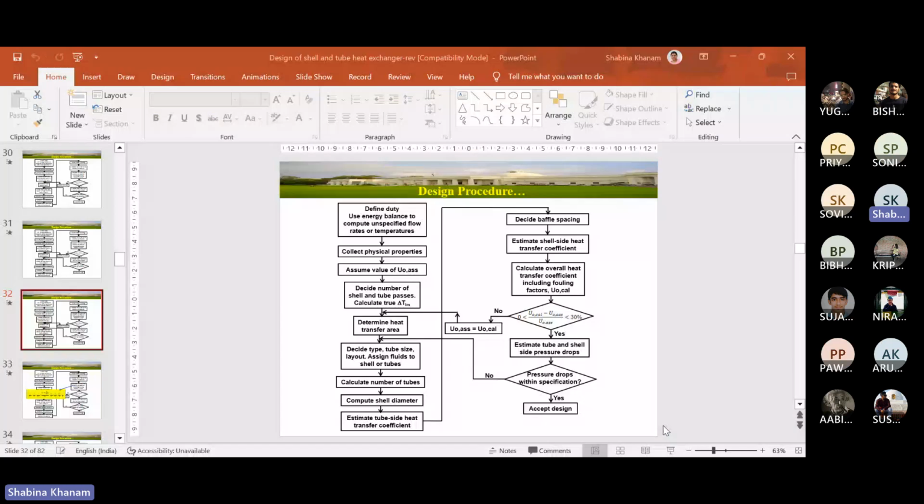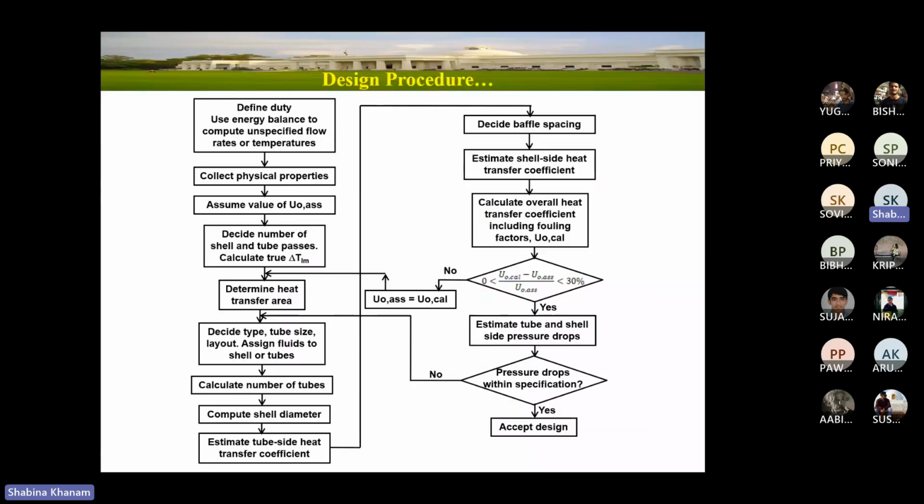So once you have the shell side and tube side pressure drops, you can see the permissible limit, which we have already discussed. If it is specified by the designer that this much pressure drop we need to maintain, then this value you need to consider.